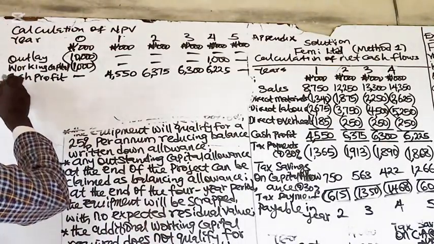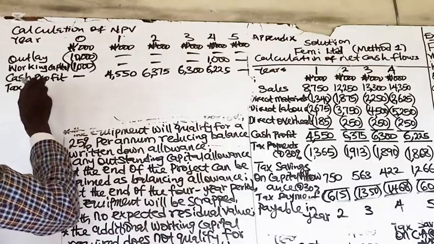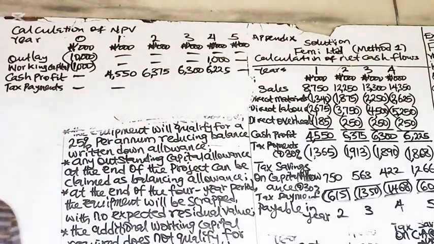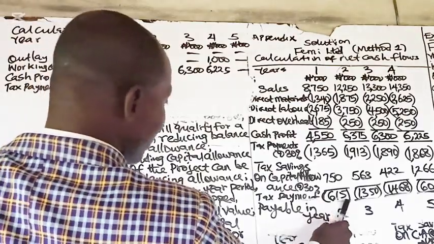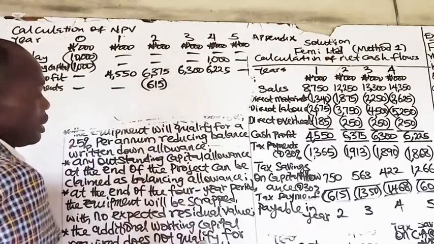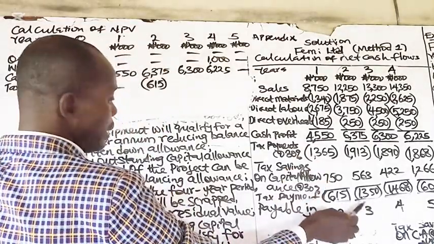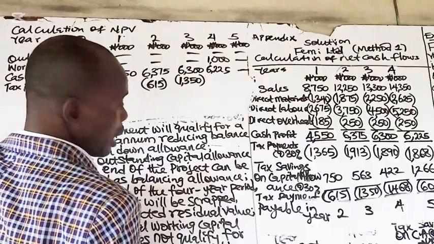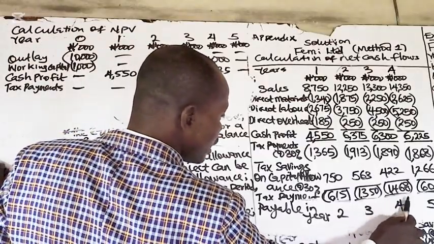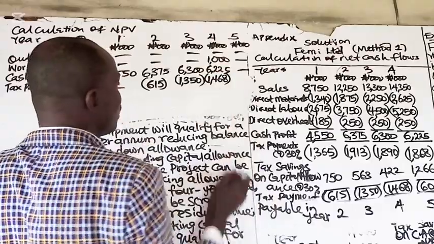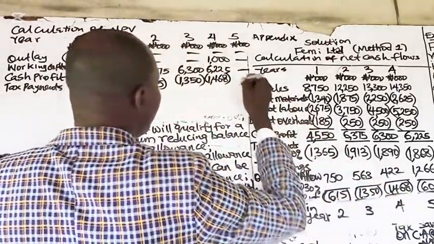Then tax payments. No tax is payable in arrears. The first tax will be paid in year 2, and that is 615. Then we have 1,350 that will be paid in year 3, 1,468 paid in year 4, and 602 paid in year 5.